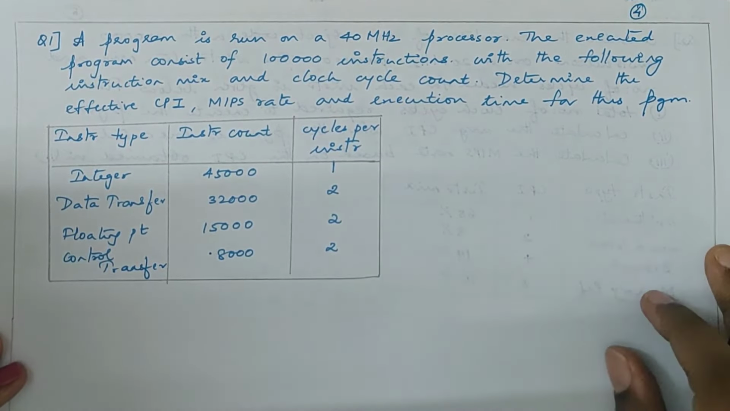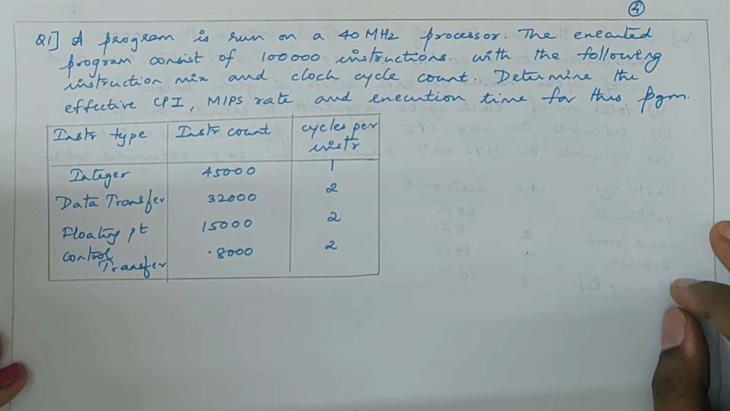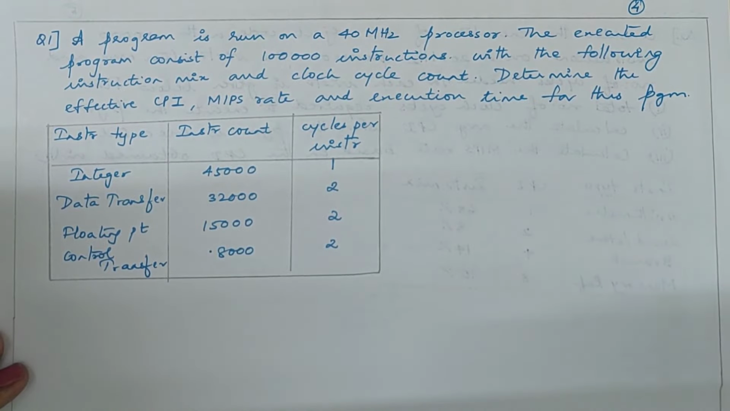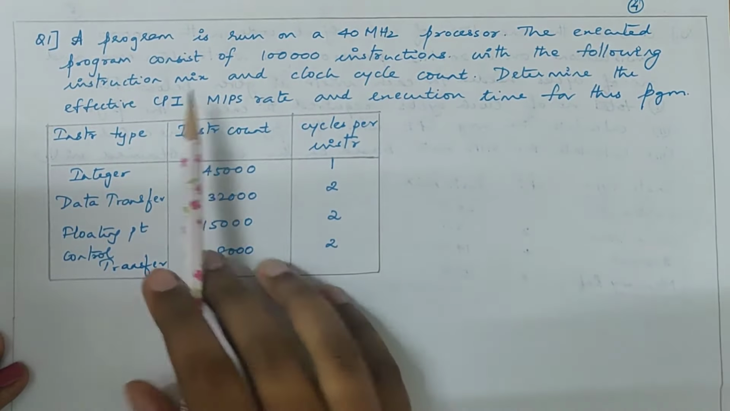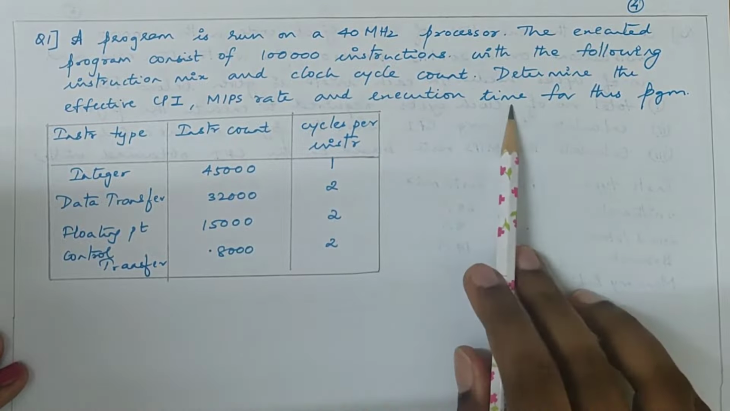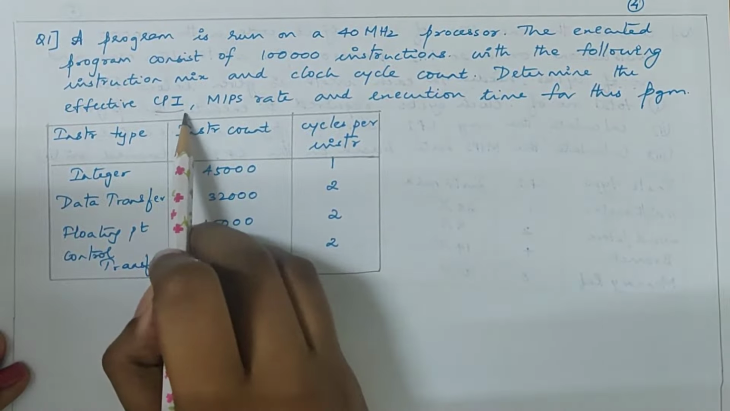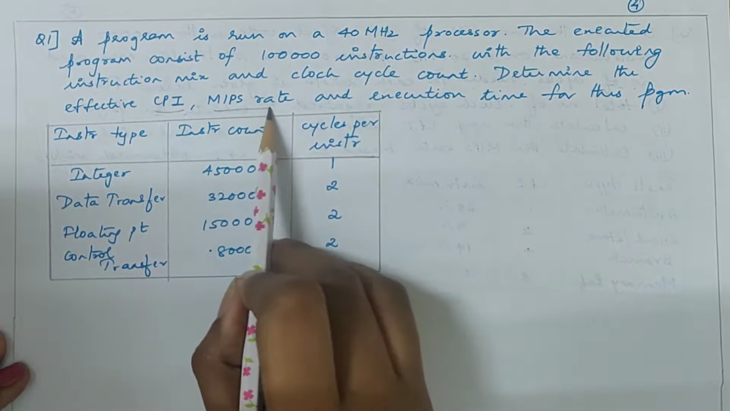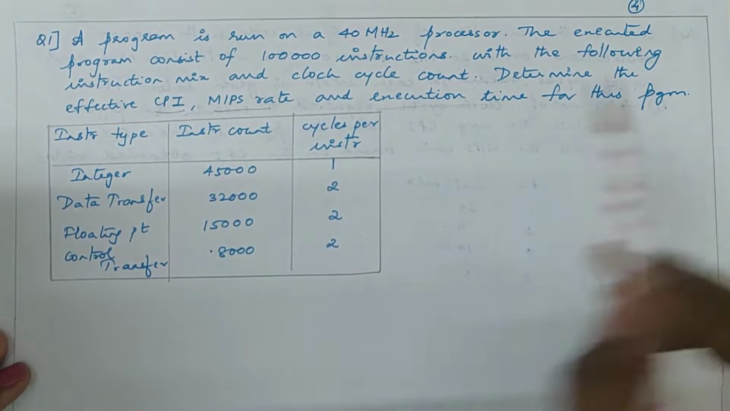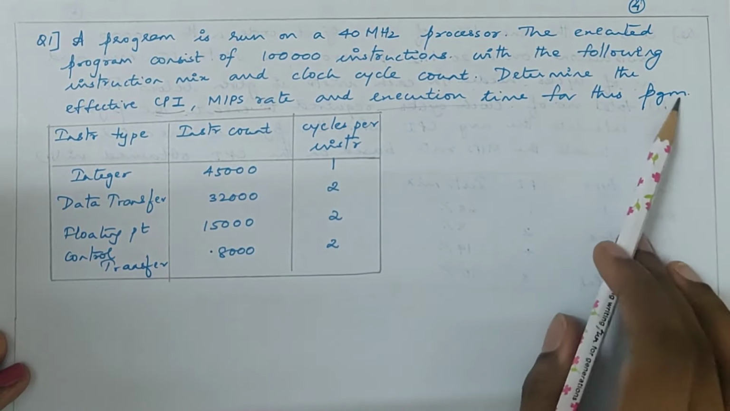So the question given here: a program is run on a 40 megahertz processor. The executed program consists of this many number of instructions with the following instruction mix and clock cycle count. So what do we have to find out? Determine the effective CPI, the overall CPI, MIPS rate, and the execution time for the program. So these are the three parameters which they have asked in the question.